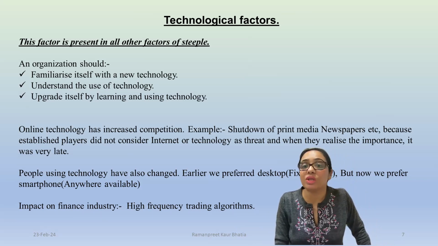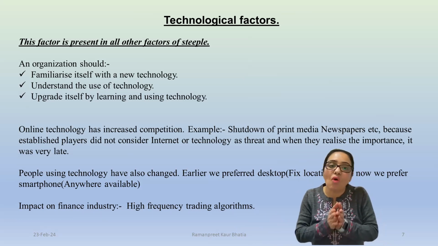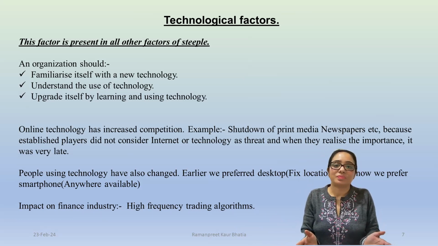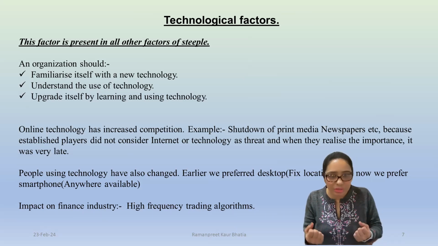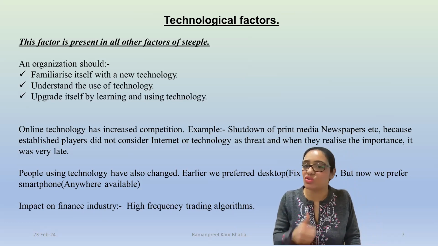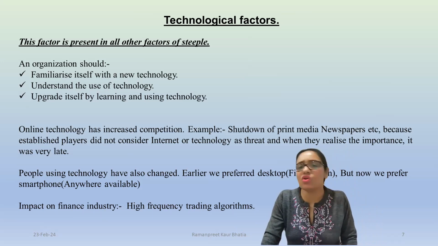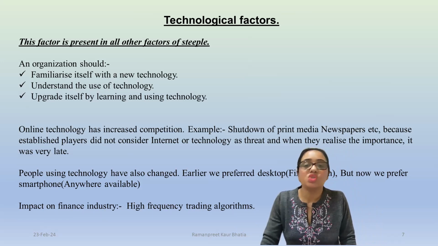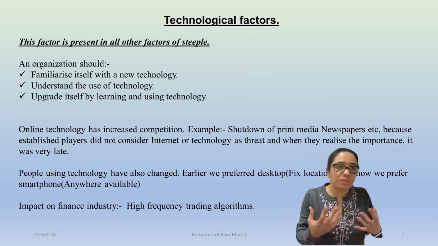And one very important thing to consider for technological factors is that this is present in all other factors, right? So if we talk about the economic factors, technology is there. How do we gather information? Through technology. If we talk about the finance industry, the high frequency trading algorithms and ultra fast internet connections are used to create, process, and make the trade faster with other markets, right? So that is all because of technology.